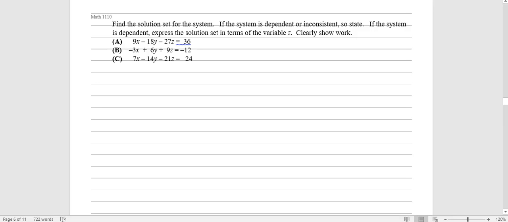Here's another example where we want to solve the system, and if the system is dependent or inconsistent, we want to say so. If it's dependent and it's possible to do so, we want to express the solution set in terms of z. So let's begin our work here. I'm going to choose to eliminate x first.